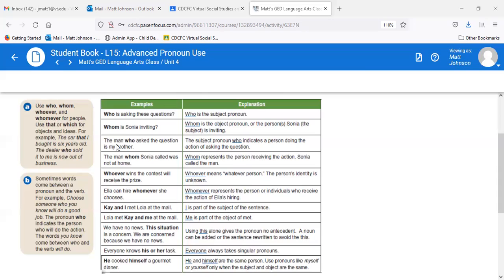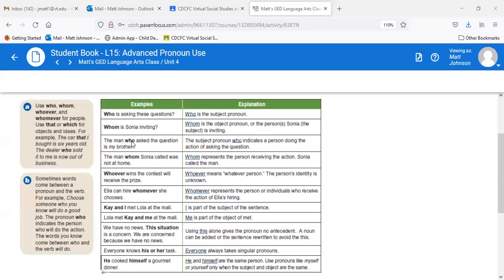The man who asked the question is my brother. The subject pronoun who indicates a person doing the action of asking the question. So it was this person's brother. That's the object, who.